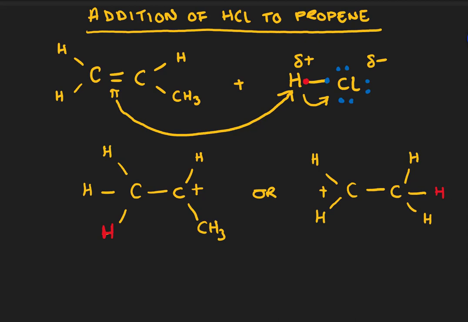Now, you have already come across this in your lectures, so you know already that you are going to be thinking of the Markovnikov rule. The Markovnikov rule will tell you that the hydrogen is going to add to the carbon with the greatest number of hydrogens, to produce the most stable carbocation. So we can see very clearly that the carbon that has the most hydrogens is the one on the left.